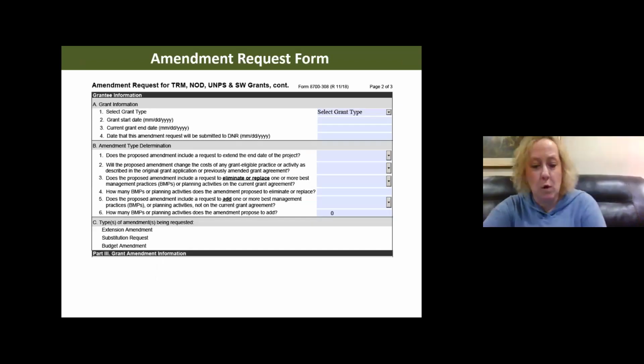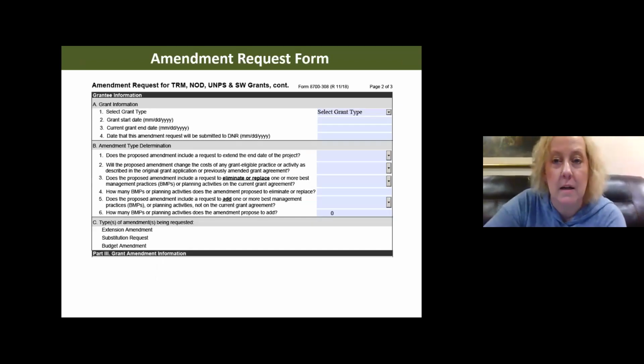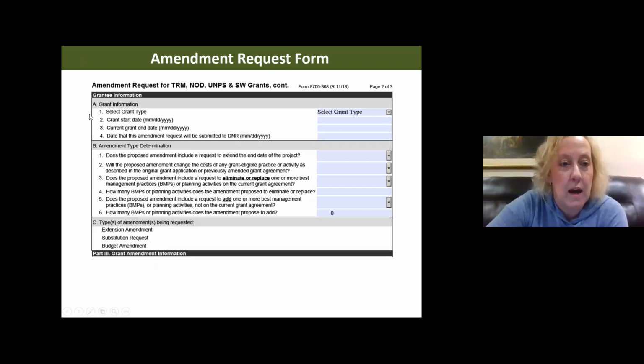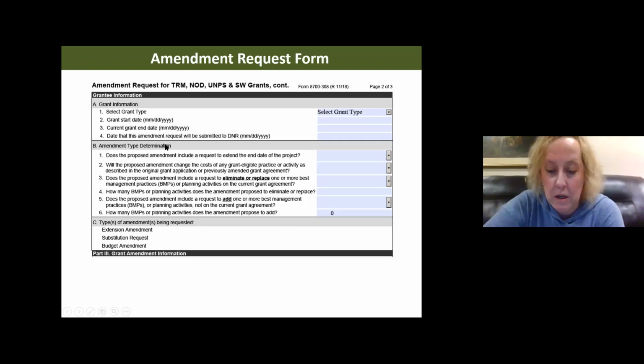So there is an amendment request form on the DNR website. It's form 8700-308. Essentially you're going to be looking at a list of questions in parts A and B. You can see those here, part A and part B. Based on the answers to the questions in parts A and B, the form will then tell you whether a budget, scope or extension amendment is required.